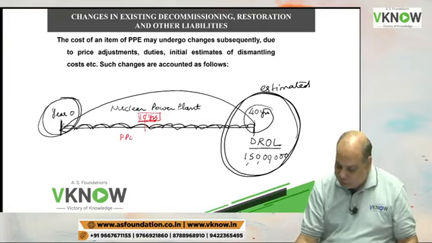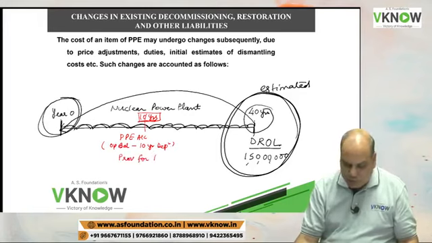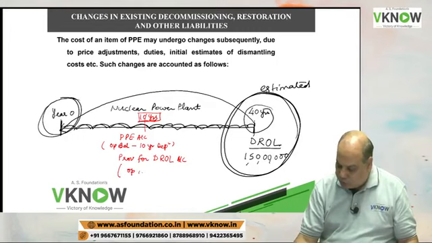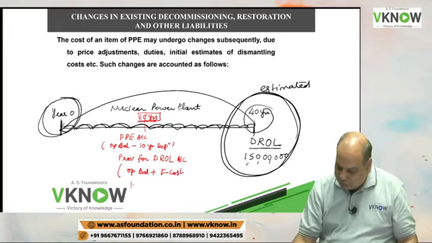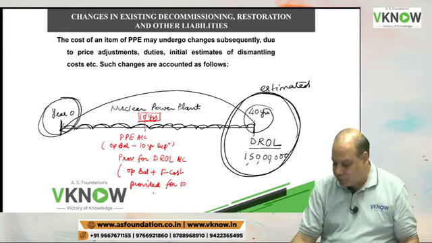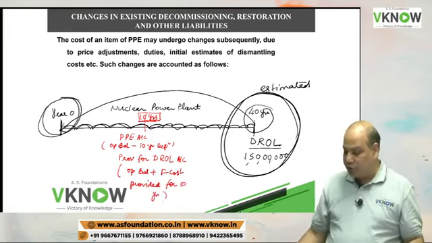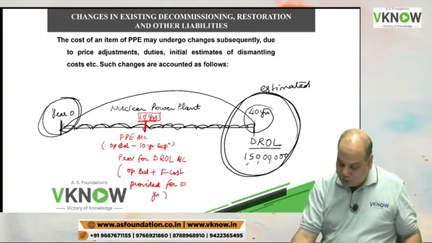After 10 years, I have a PPE account. The balance will be opening balance minus 10-year depreciation. I will have a provision account, provision for decommissioning, restoration, and other liability account. This will be equal to opening balance plus finance cost provided for 10 years, because every year I am going to add the finance cost. So this is my position here after 10 years.